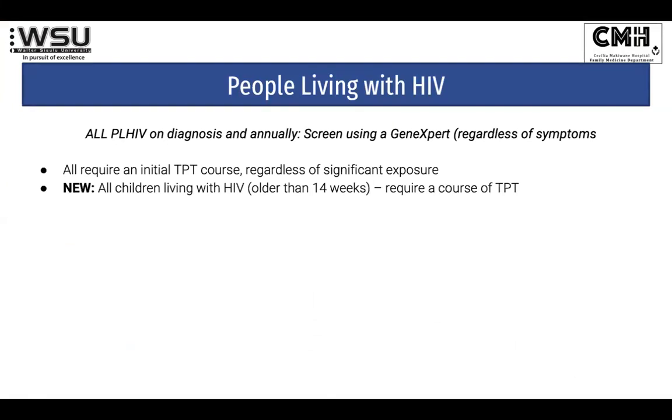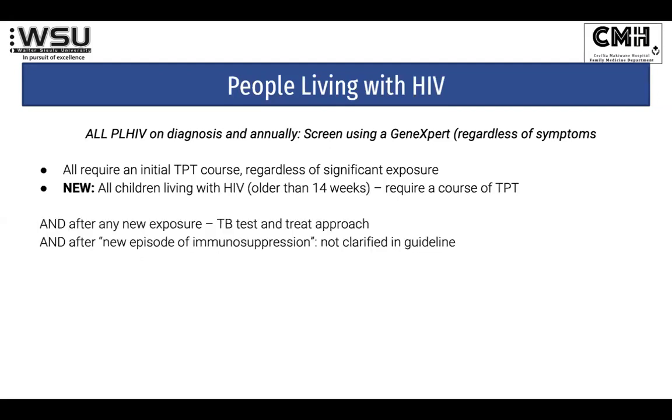So in the past, remember, we only gave it for adults 15 years and older. Now, if you see a 5-year-old, 6-year-old, 7-year-old, you're going to put them all on that TPT. But what's also new is they recommend what they call the TB test and treat approach after any new exposures. Say you've given a patient their 1 year of TPT, and now it's 2, 3, 4 years later, and their partner in their house, for example, gets TB. Then that person qualifies for another course of TPT.